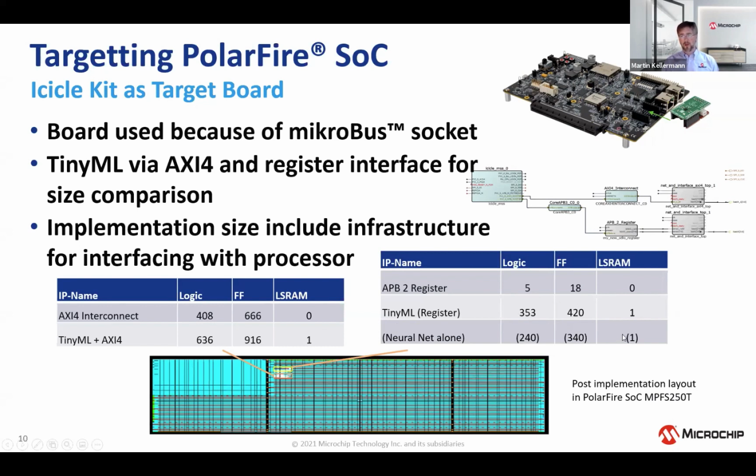So using that without the AXI4 interface already goes down by half. And again here, one of the LSRAMs to store the data that Altaf was mentioning for being really the one for this project. And looking just at the neural net itself, how large that is: 240 lookup tables, 340 flip-flops, and the 1 LSRAM. Really, really small. Pretty impressive for such a thing.